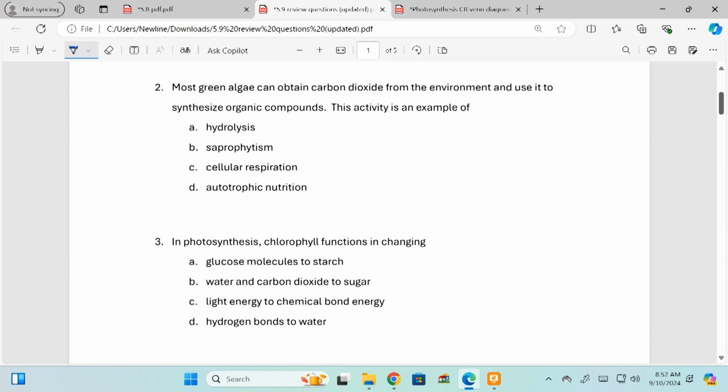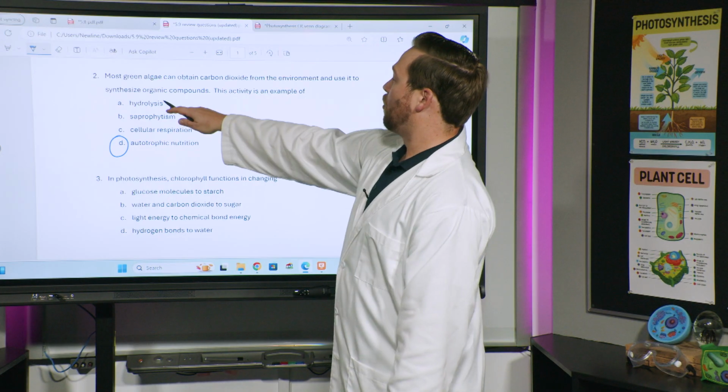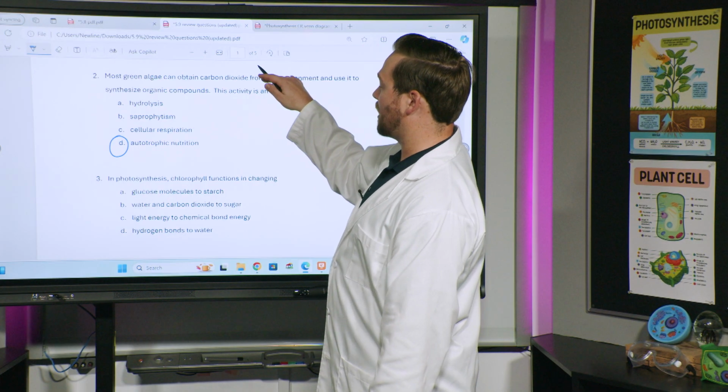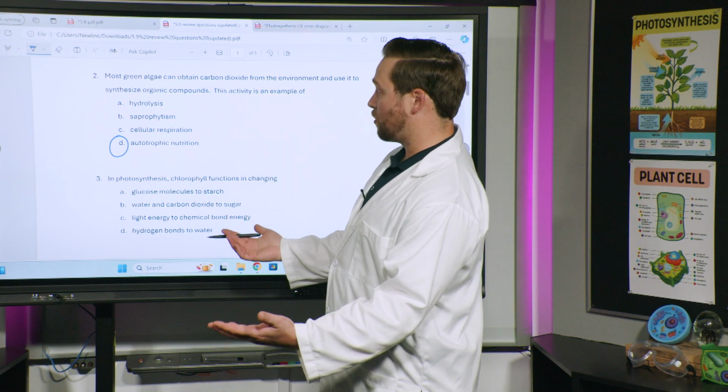All right, here's the next couple. Number 2, most green algae can obtain carbon dioxide from the environment and use it to synthesize organic compounds. This activity is an example of which of these best fits that, you think? Okay, well, I see here autotrophic nutrition. That sounds right on the money, right? Because we know algae, if you're making organic compounds from carbon dioxide, that's producing your own food, right?